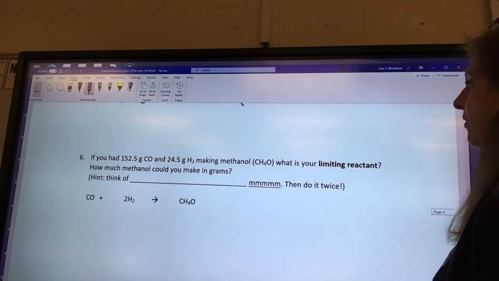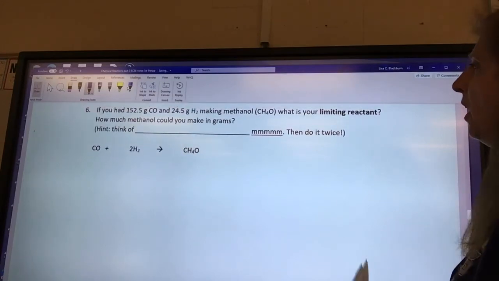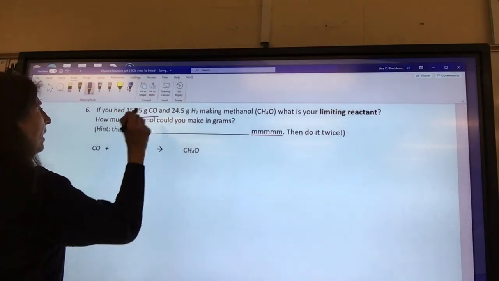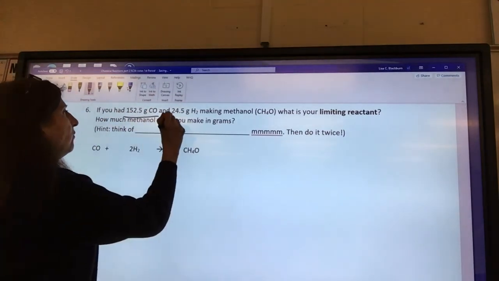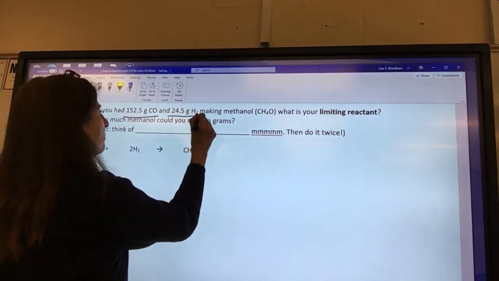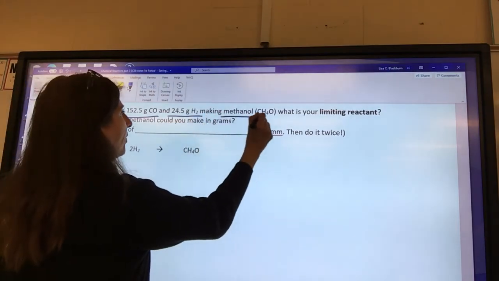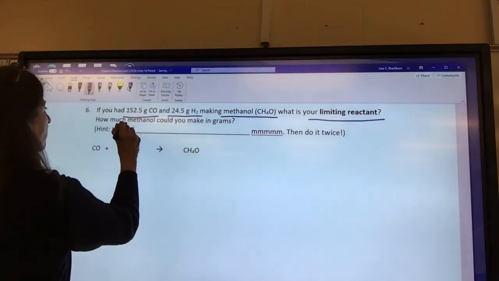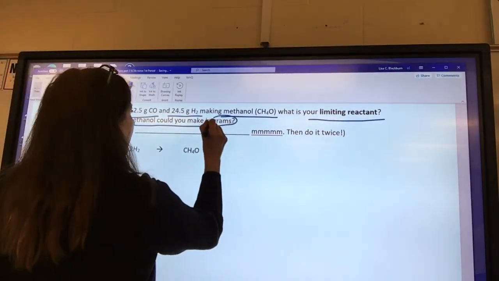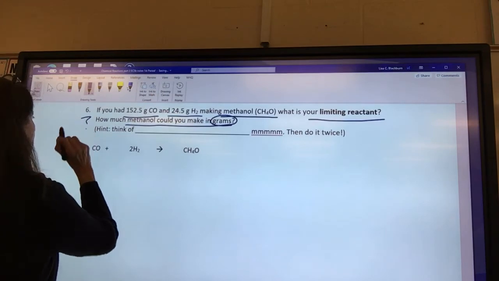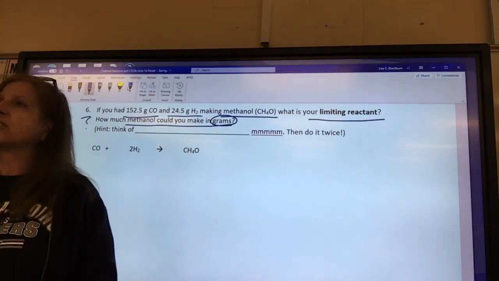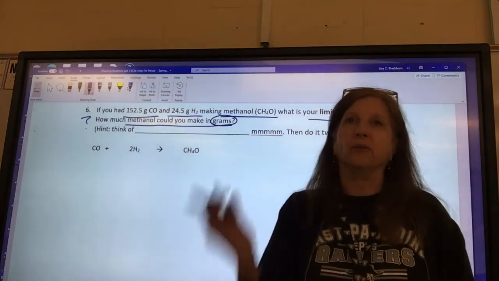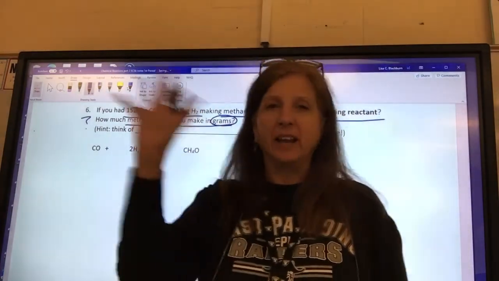If you have 152.5, that's the number, grams of CO2 and 24.5 grams of H2 to make methanol, what is your limiting reactant? How much methanol could you make in grams? So there is our question word. Now this is a little confusing because we have not one but two knowns. Let me explain it to you and it will make perfect sense.